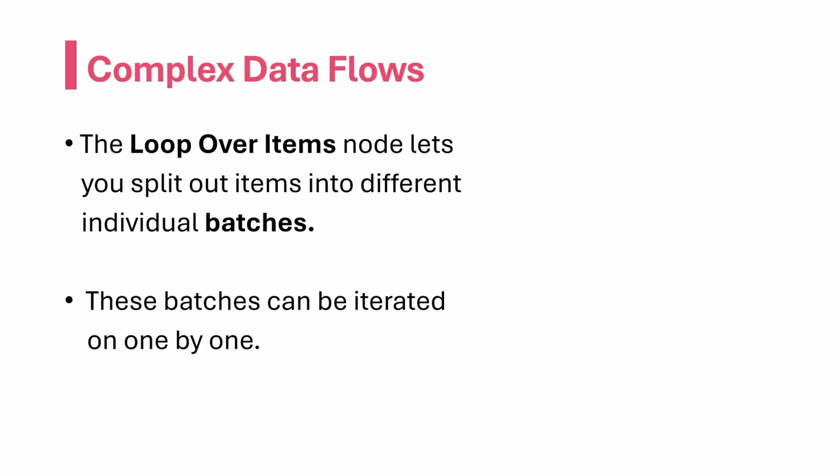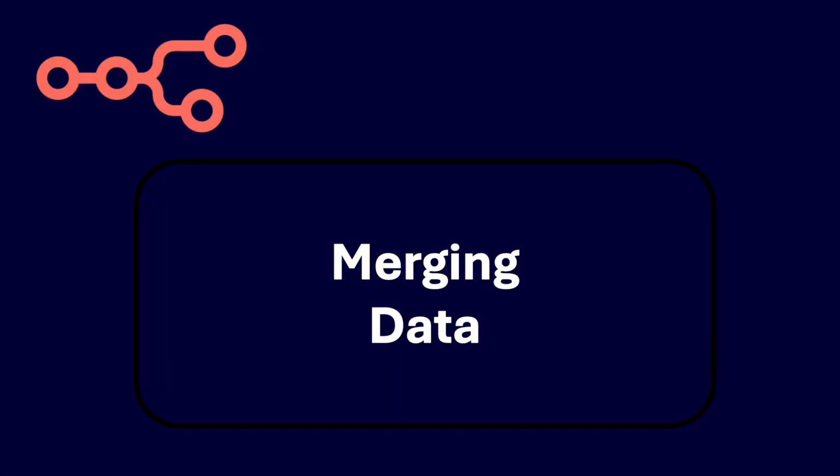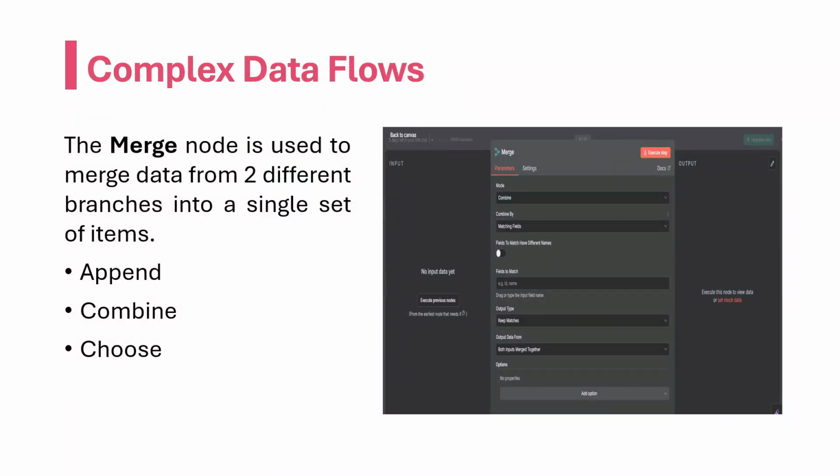So after splitting and looping data, we often need to combine outputs from two branches. For example, one branch might fetch customer details and another might fetch their order data. So the Merge node helps us bring both together into a single data set. It offers three modes. First is append, which simply stacks items from both inputs. Second is combine, which pairs items side by side like columns in a table. And third is choose, which lets you pick which input's data to keep.